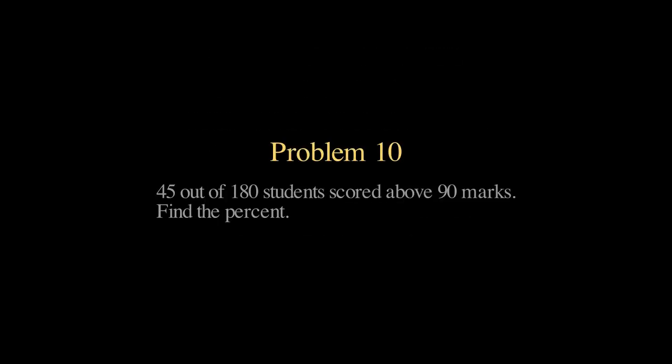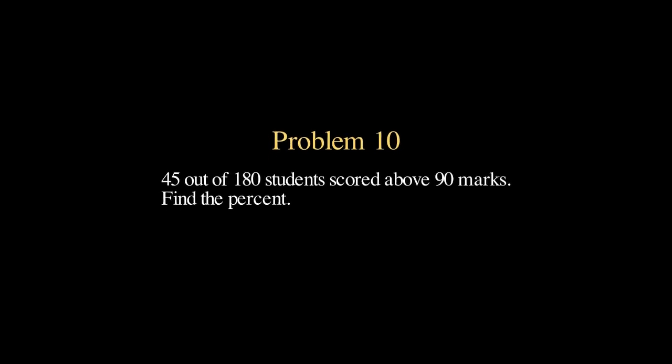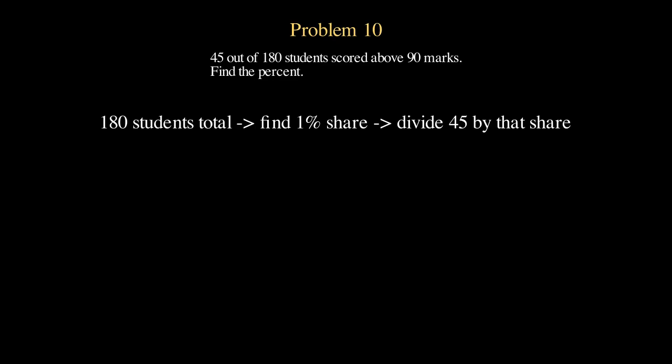In a class, 45 out of 180 students scored above 90 marks in an exam. What percent of the class scored above 90 marks? Like the cricket scenario, we're given a count out of a total and need to find what percent it represents. So we find the value of 1% of the total first and then divide our count by it.